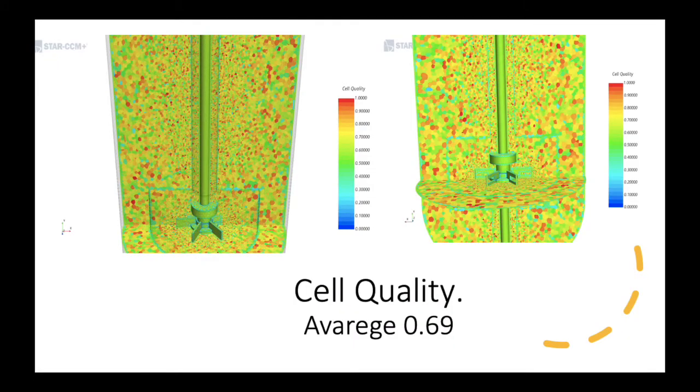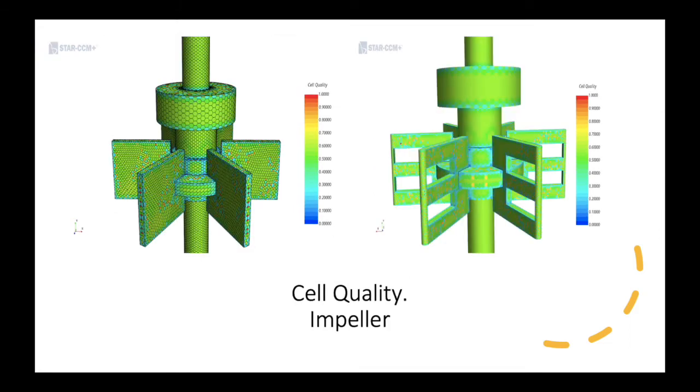An almost identical average cell quality value of around 0.69 can be seen for the volume mesh of both geometries, which is in general really acceptable. It can also be seen that thanks to the mesh refinement done on the impeller blades, the cell quality does not decrease drastically in this region, which means a more accurate solution for the simulation.